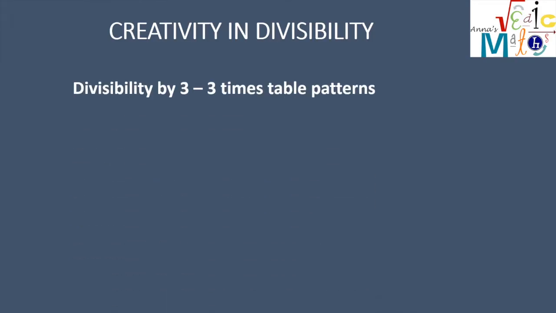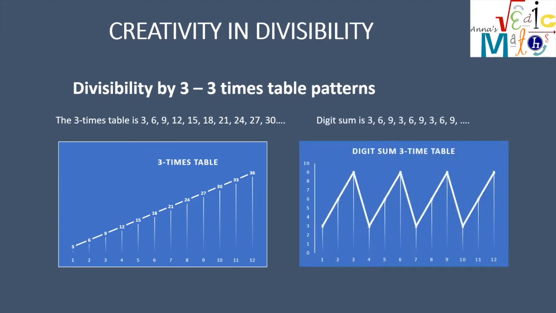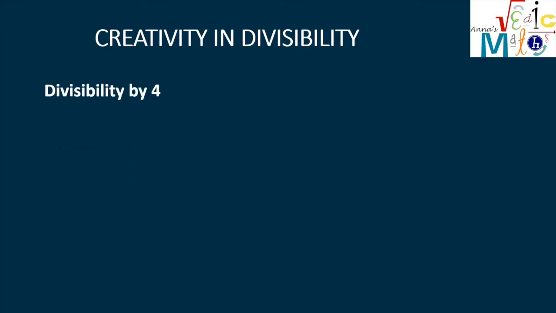We can also draw other nice types of graph to show the divisibility by 3. In the first one, we have the line of the 3 times table. In the second one, we show the trend of the code 3, 6, and 9.